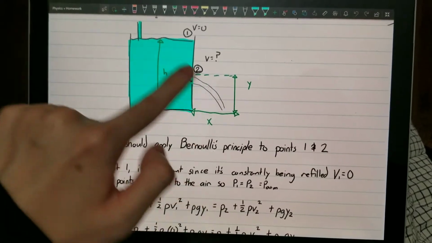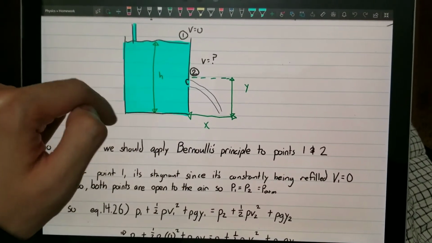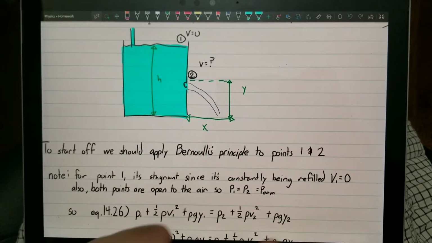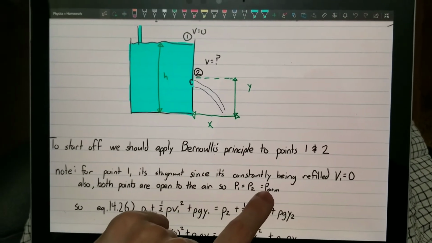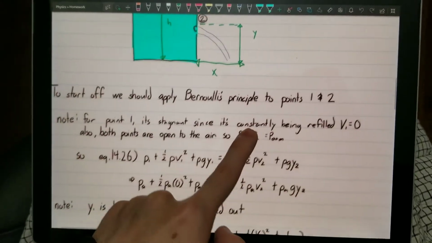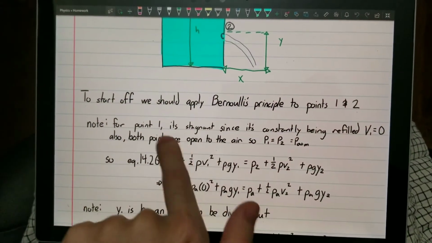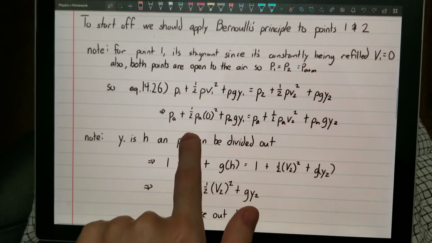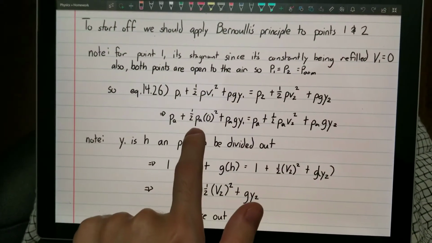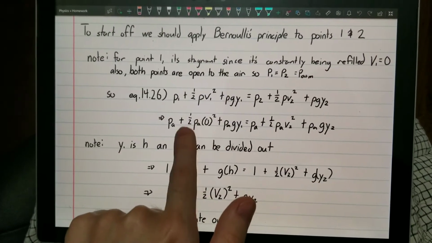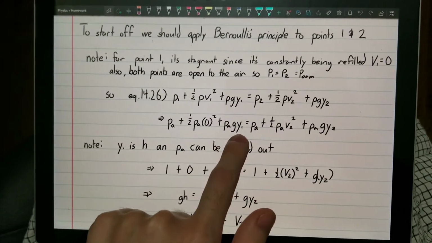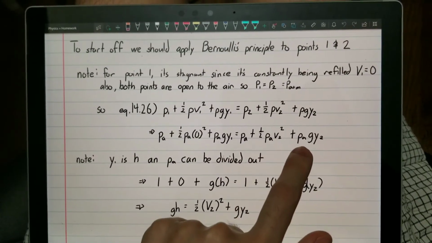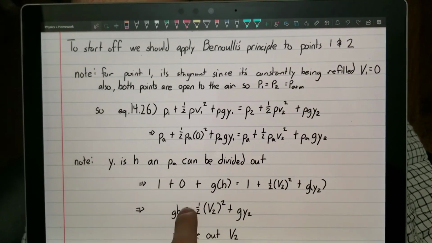And since both of these points are exposed to the air, that means the pressure for P1 and pressure for P2 are equal to each other, or rather just P atmosphere. Now if we plug all of those noted values into our equation right here, we end up something like this. P_A plus 1/2 ρ times 0 makes it cancel out. P_A plus ρgy1 is equal to P_A plus 1/2 ρ v2 squared plus ρgy2.